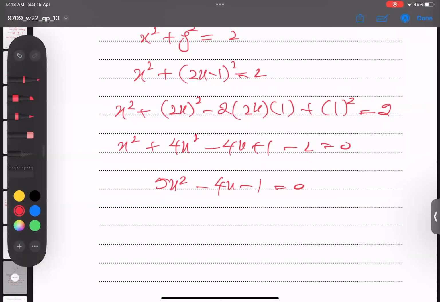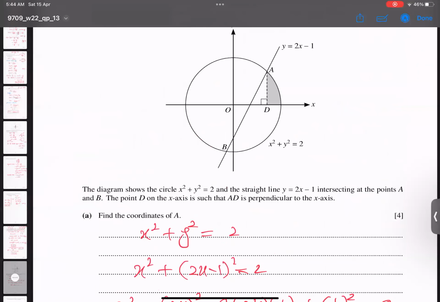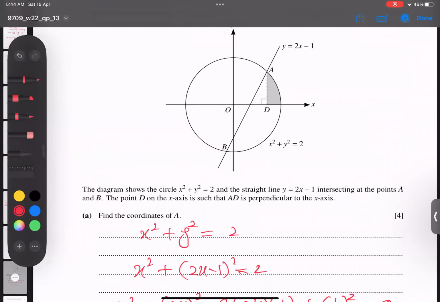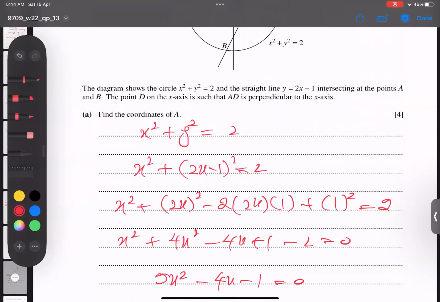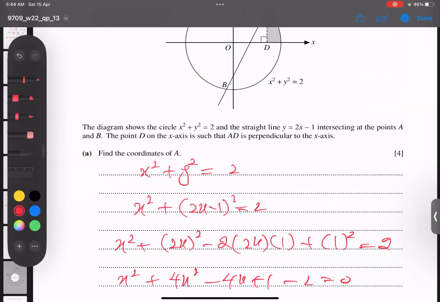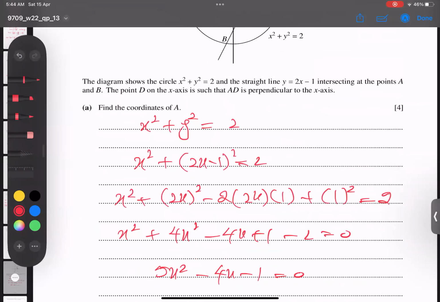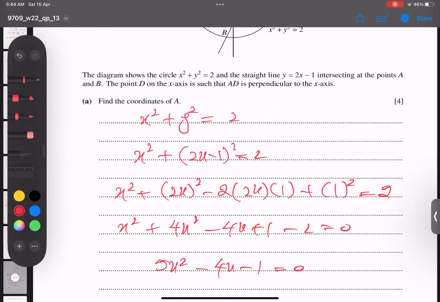And I think it is working. Wait a minute. Yeah, it is correct. 2x minus 1, I'm replacing. Okay, this is correct. And equals to 2. 2 comes this side.